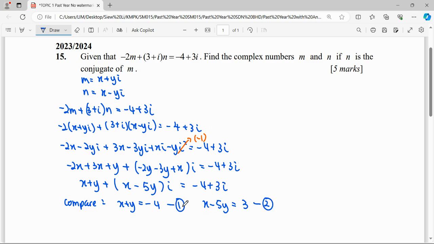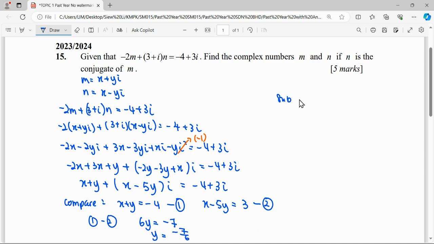Then we're going to solve this simultaneous equation. For x and x, we have similar terms here, so we are going to use the elimination method. Therefore, equation 1 minus equation 2, x will be eliminated. So y, negative, negative becomes positive, plus 5y. It will become 6y. So this one will become negative 7. Therefore, we get y equals negative 7 over 6.